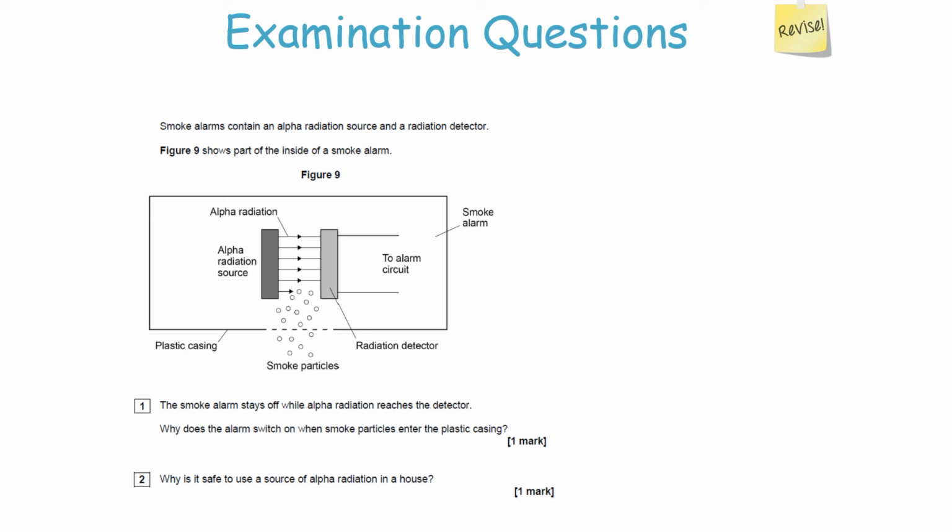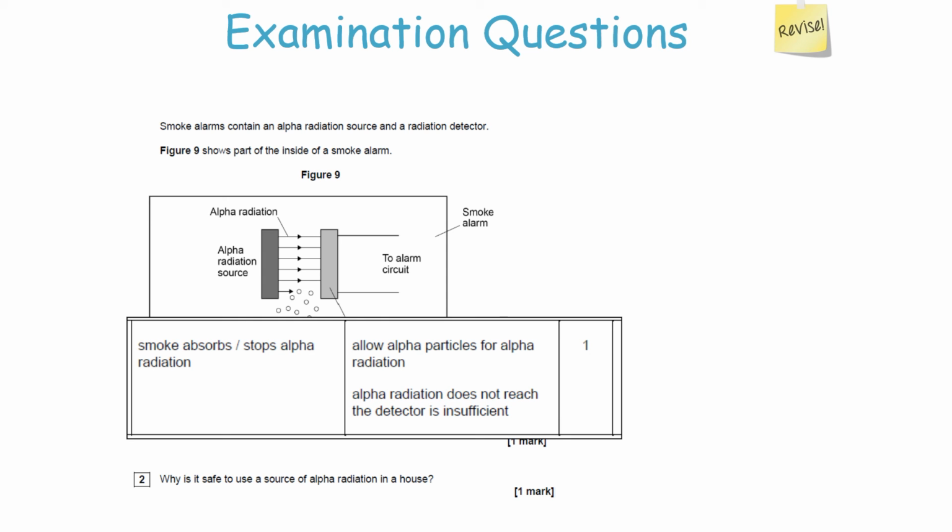Right, so you'll notice that from the diagram, but also from your knowledge, alpha radiation gets stopped very, very easily. So why does it switch on? Well, as the smoke air goes into the casing, it stops the alpha radiation, so it can't get to the alarm circuit, and that sets off the smoke alarm.